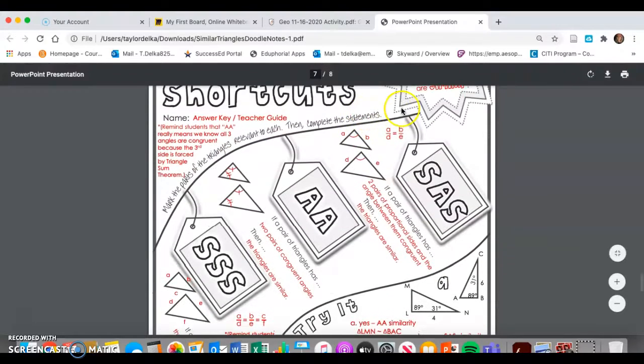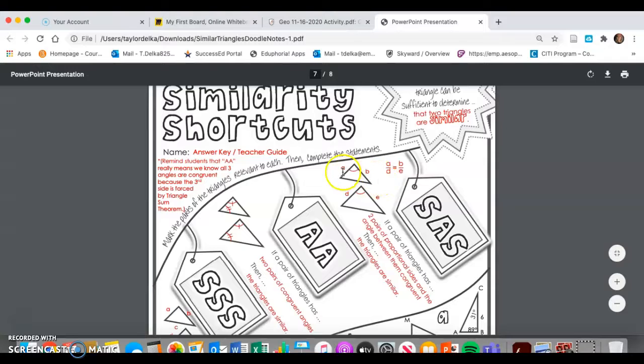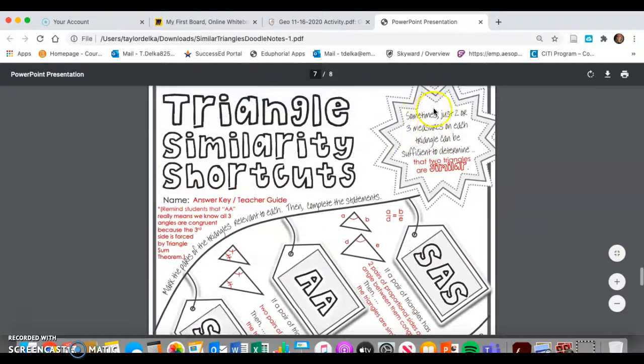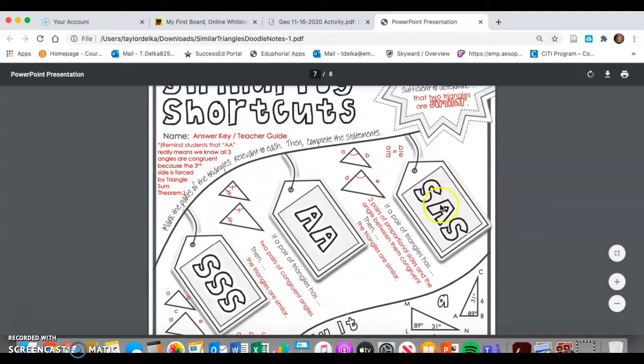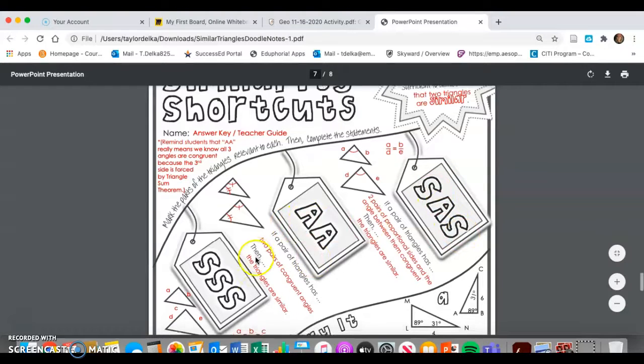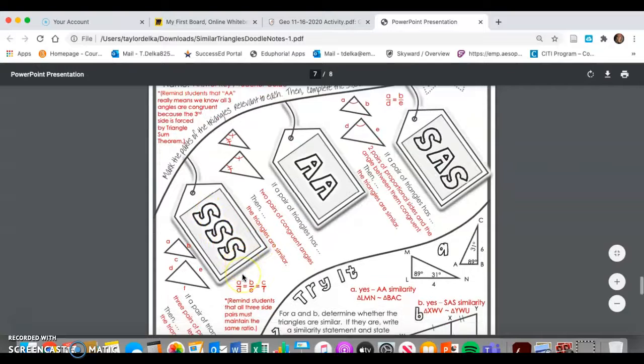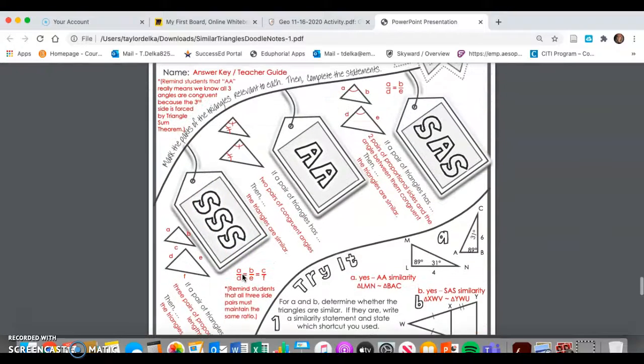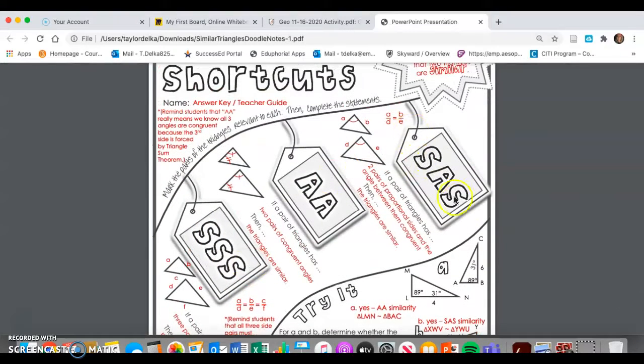Okay, so we're looking here, and over here it says sometimes just 2 or 3 measures on each triangle can be sufficient to determine that 2 triangles are similar. And so here we have side angle side, that's SAS. We have angle angle, and then side side side. And we're going to do a couple more in a minute. But let's look at side angle side.